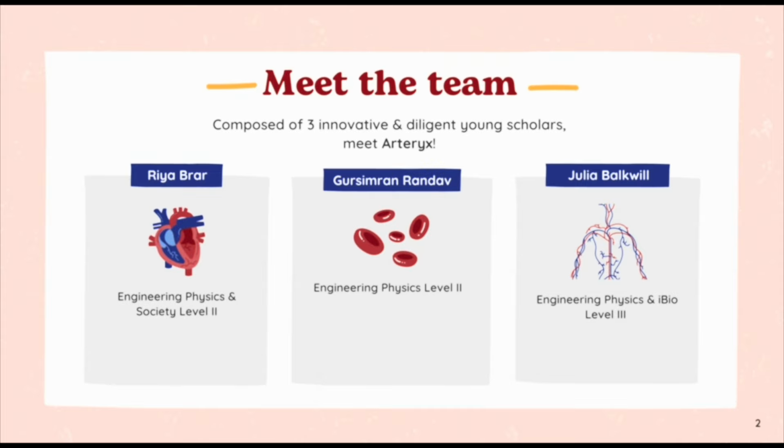My name is Riya, and I am an engineering physics and society student. My interest in this project comes from my own experiences from getting a heart procedure done. My name is Gursimran, and I'm an engineering physics student. Heart disease is the leading cause of death in Canada, and through this project, I want to contribute to helping Canadians as an engineer. My name is Balkwill, and I'm an engineering physics and biomedical engineering student with a minor in nuclear studies. My passion for this project comes from a deep desire to use engineering tools to help patients in our Canadian healthcare system.